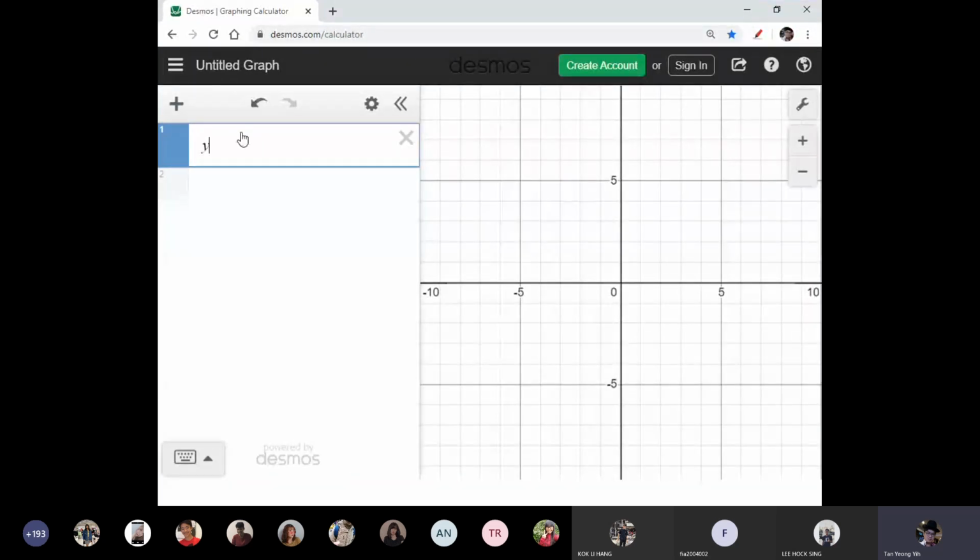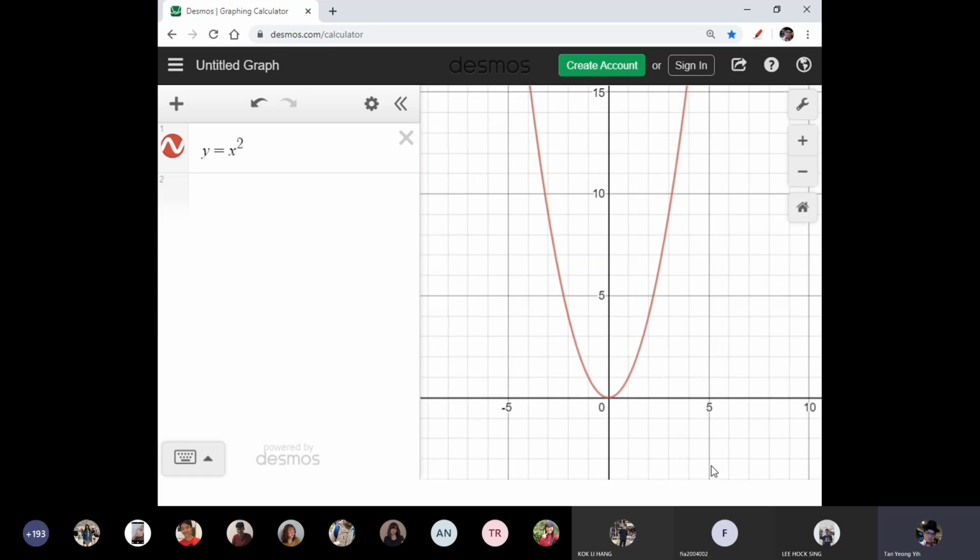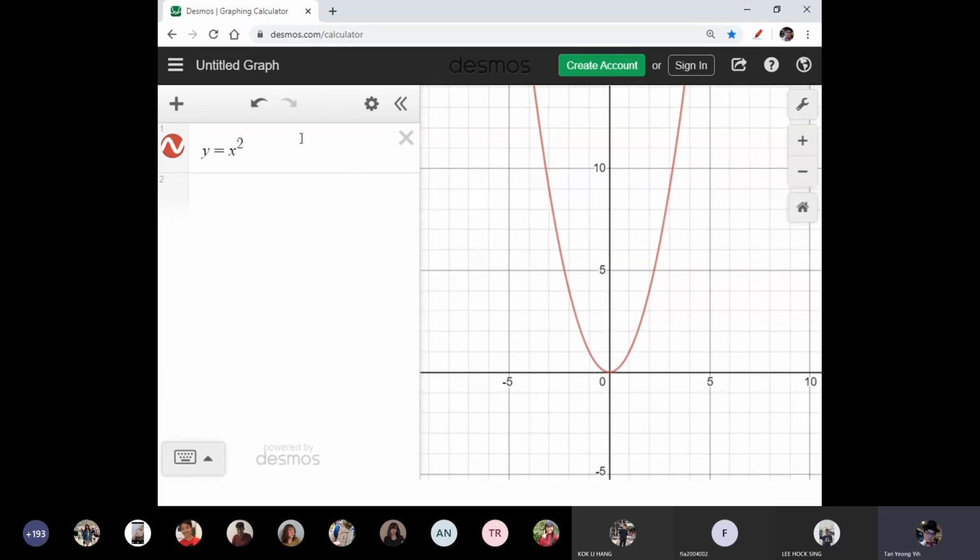Let's say we have y equals x squared. You know this function; this is the graph. Now how do we find the slope, let's say, at this point? At the point (1, 1), how do we find the slope here? Before we learn differentiation, there is one way we can find the slope at this point.